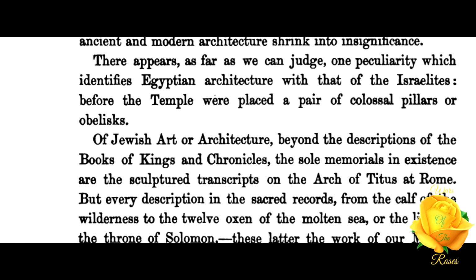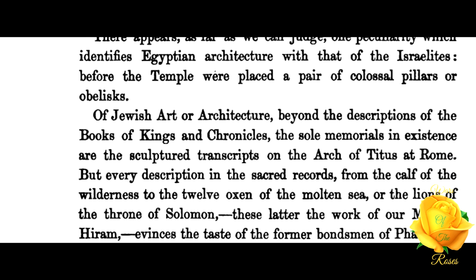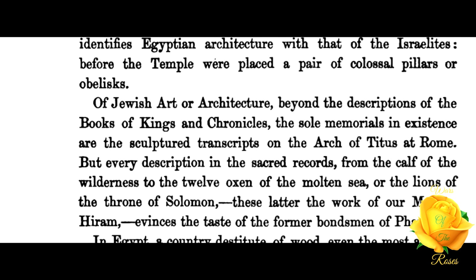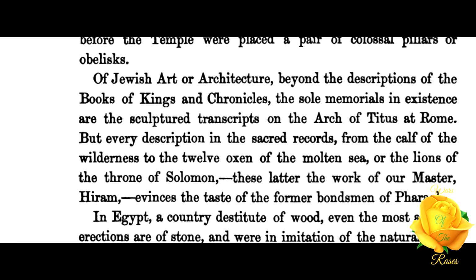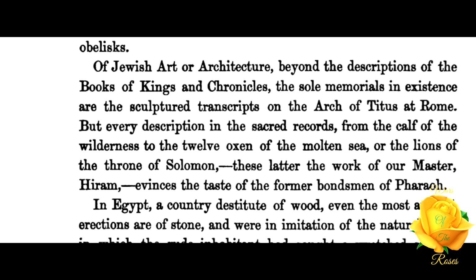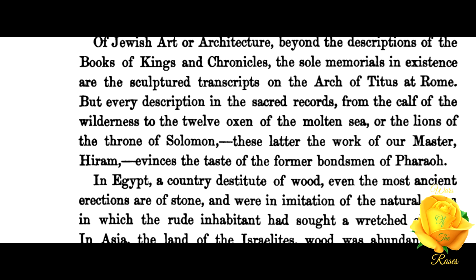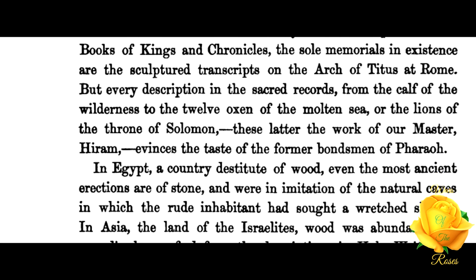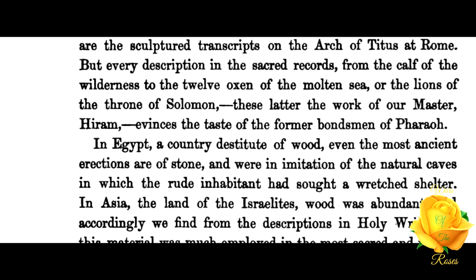Of Jewish art or architecture, beyond the descriptions of the books of Kings and Chronicles, the sole memorials in existence are the sculptured transcripts on the Arch of Titus at Rome. But every description in the sacred records, from the calf of the wilderness to the 12 oxen of the molten sea, or the lions of the throne of Solomon, these latter, the work of our master Hiram, evinces the taste of the former bondsmen of Pharaoh.